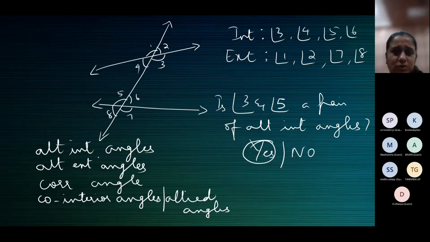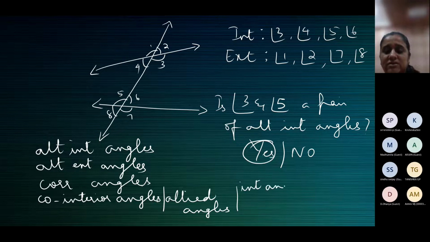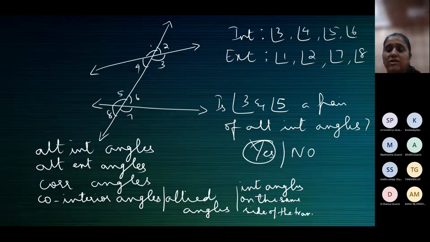So these terms are not new to you. You've already heard about these terms. Alternate interior angles, alternate exterior angles, corresponding angles, and co-interior angles or allied angles, or interior angles on the same side of the transversal. All right. So all these angles are formed.